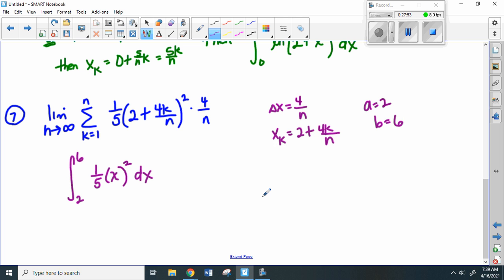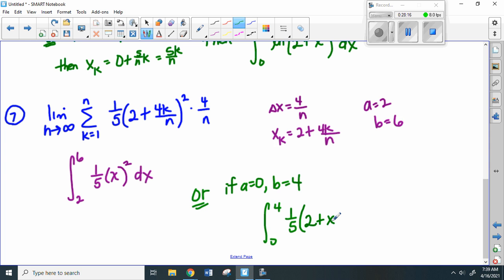Again, you are welcome to start at a equals 0, but your integral will look different. If a equals 0, then b equals 4. And if I do that, then I have not accounted for the 2. And so the 4k over n is my x, not the 2 plus 4k over n. And so then it looks like this.